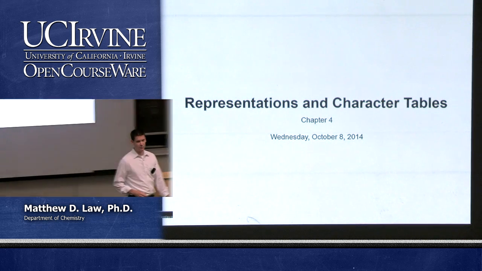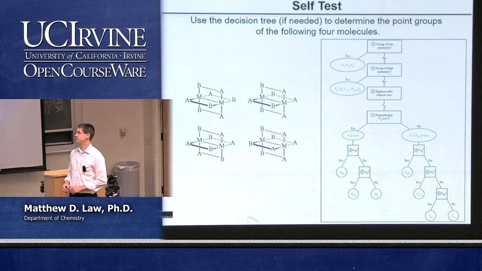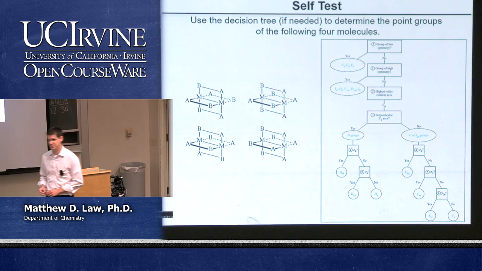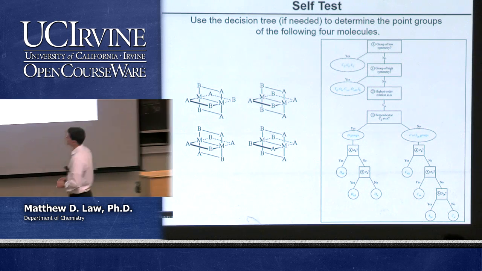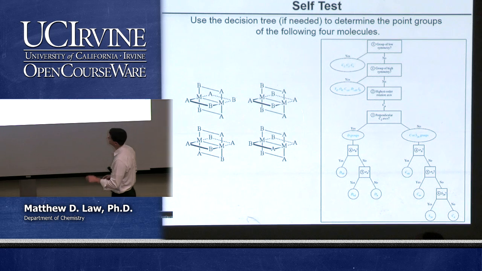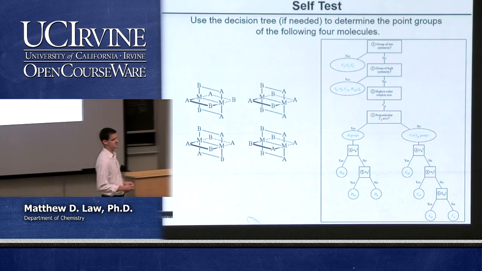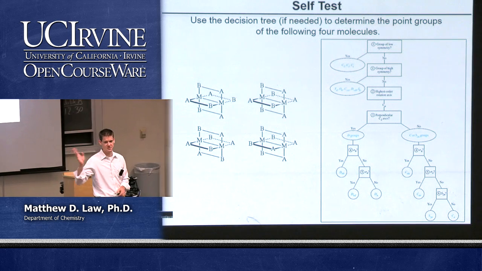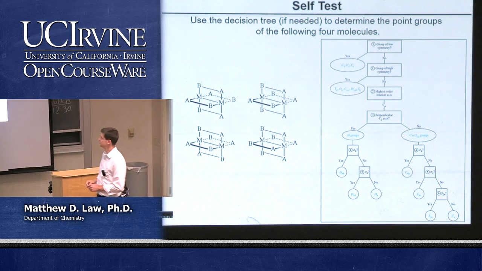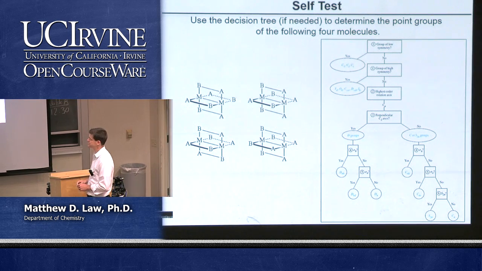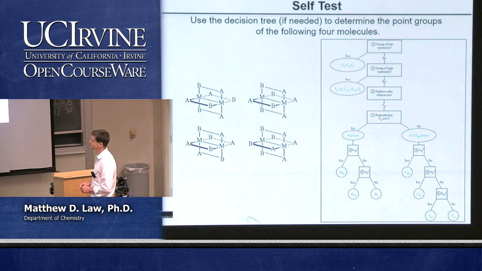Okay, so what I thought we would do this morning is start with a little self-test of point group assignments. I show here four hypothetical molecules that serve as nice examples of assigning point groups, and of course the decision tree that helps us, if we need it, to make the decisions to assign the point groups rapidly and correctly.